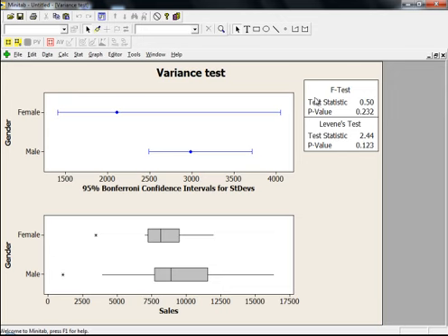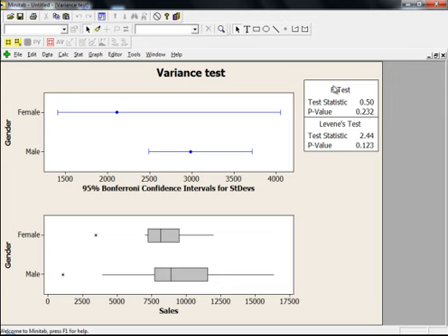Sometimes you won't see the F test here. Sometimes instead of the F test, you would see the Bartlett test. But here you'd always see Levene's test. So go with Levene's test when your data is non-normal, and go with the F test or Bartlett test that you can see here when your data is normal.